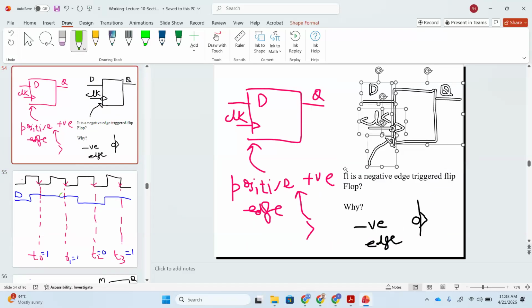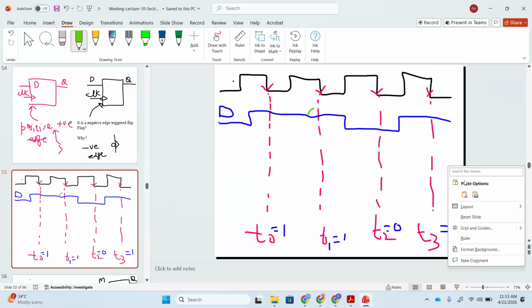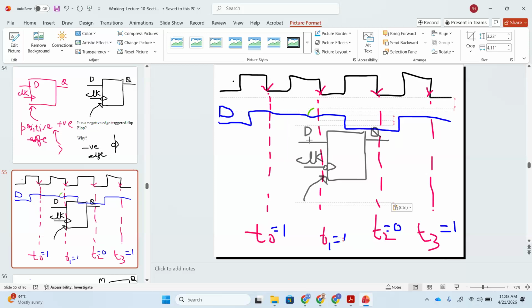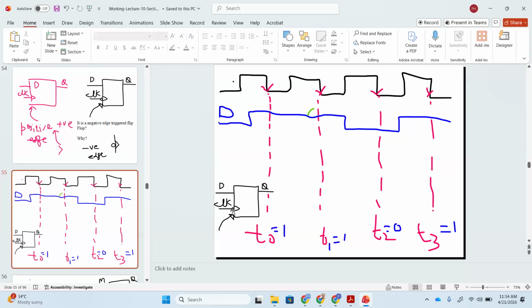Now I'm copying this and pasting it here, as you might do in your homework or sometimes in a midterm from ChatGPT. This is a negative edge trigger flip-flop. Why is this a negative edge trigger flip-flop? Because there is a bubble on the clock input.